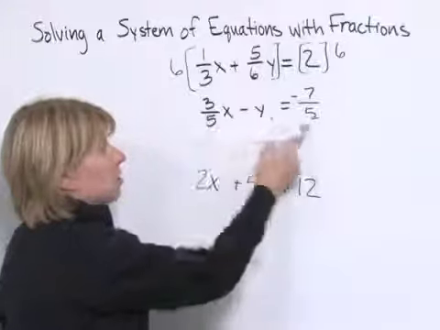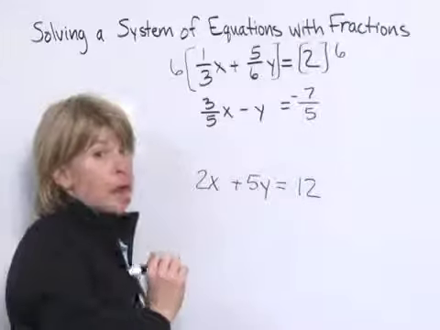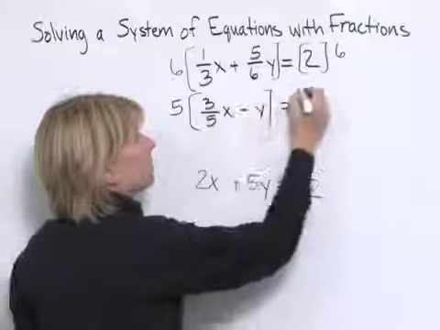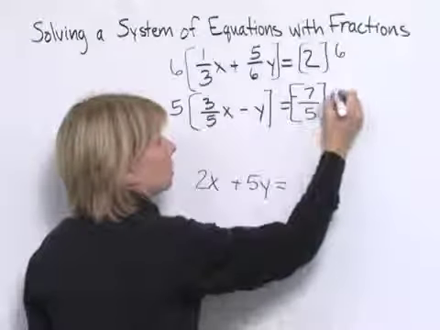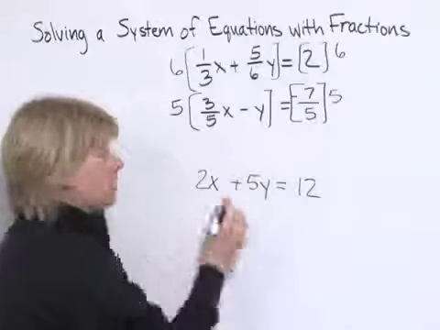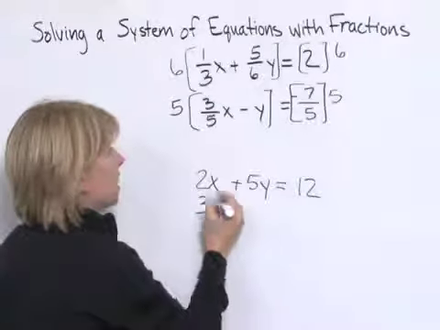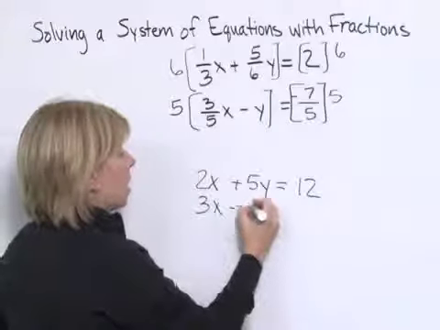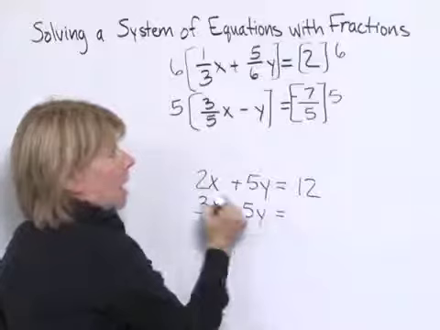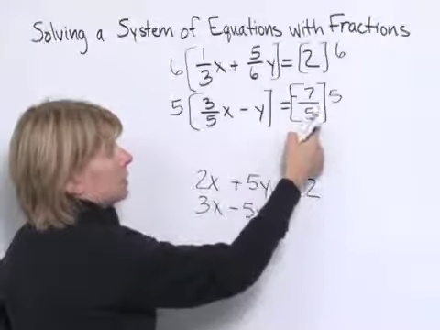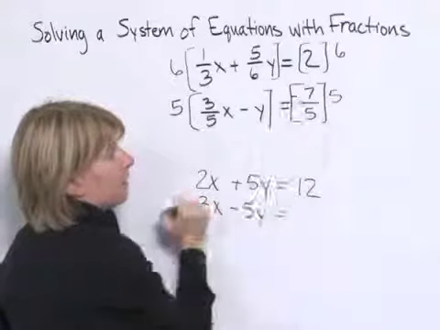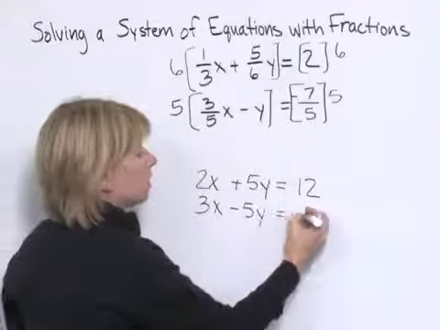For our second equation, the two denominators are both 5, so that is our LCD. Five times 3/5 is 3, so we have 3x. 5 times negative y is negative 5y. And on the right, 5 times 7/5 leaves us 7, and we have that negative sign, so negative 7.